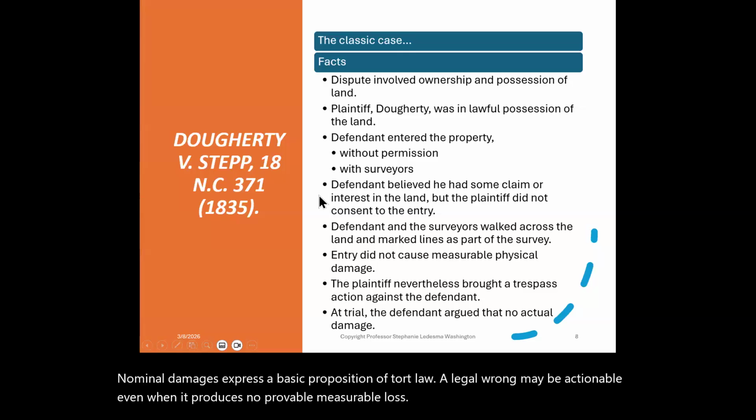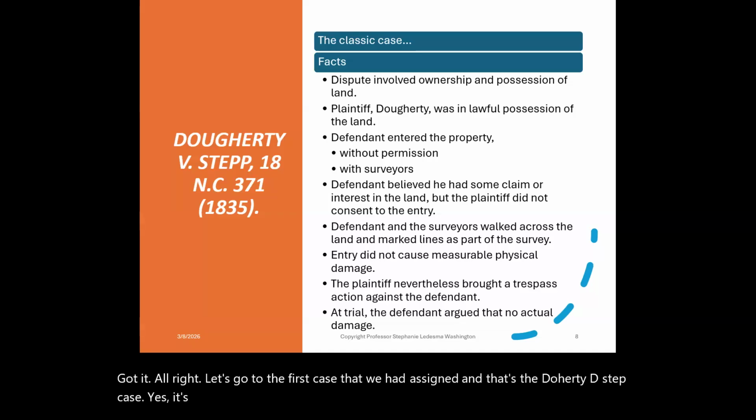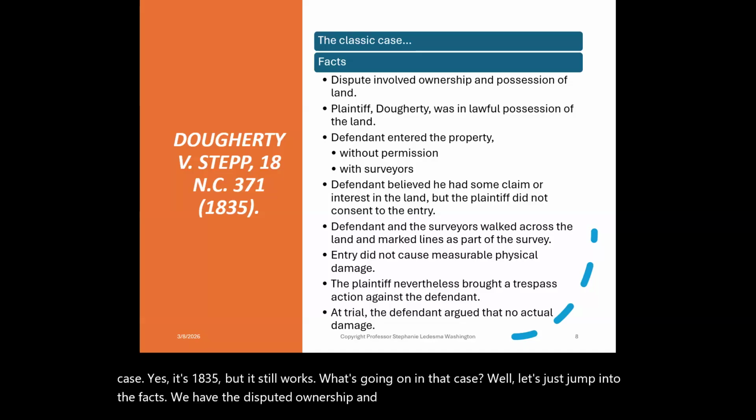Got it? All right. Let's go to the first case that we had assigned, and that's the Doherty v. Stepp case. Yes, it's 1835, but it still works. What's going on in that case? Well, let's just jump into the facts. We have the disputed ownership and possession of land. Two neighbors, property line dispute, right?